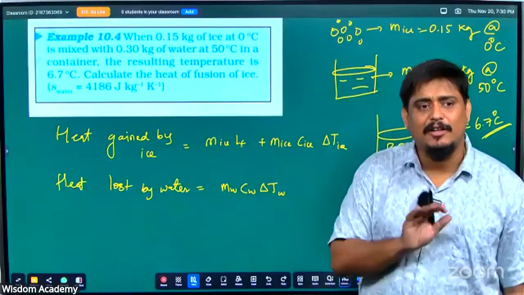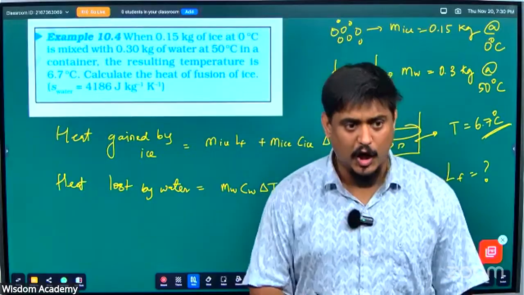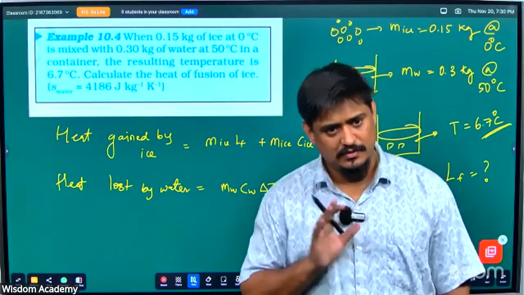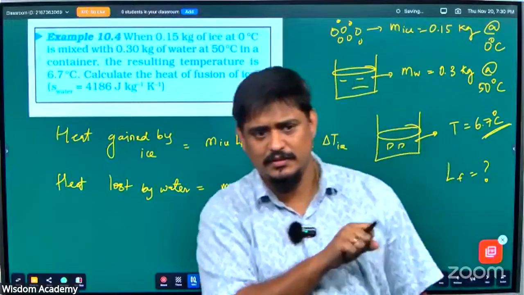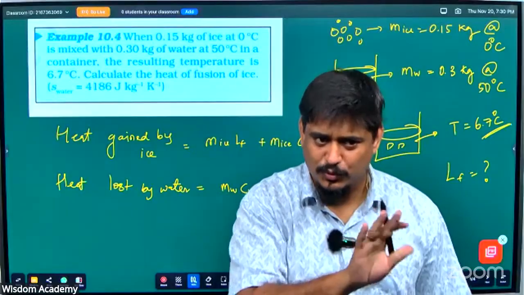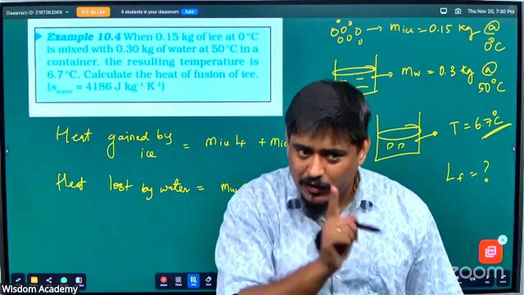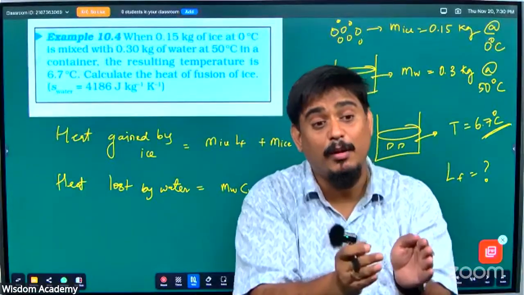See, ice is at what temperature? How much ice is there? First, the moment you put in water, what will happen to it? Will the temperature change at that time? No. The state is changing, right? So what will happen first? First, 150 gram of ice will become 150 gram of water.